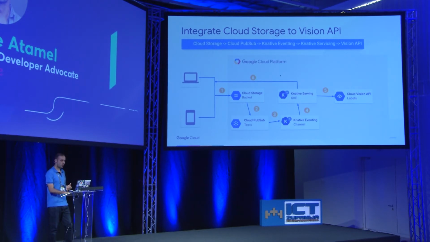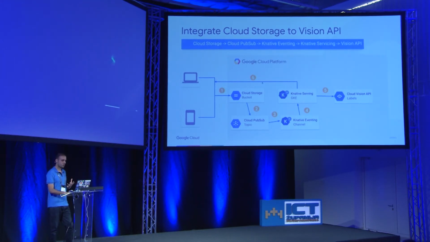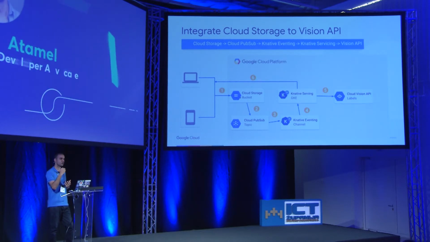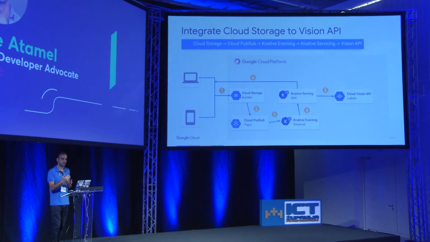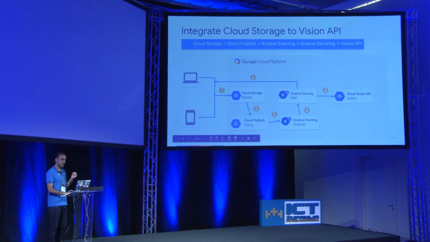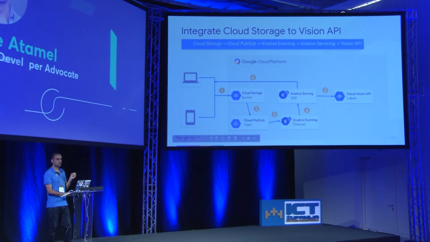So the way this works is that Google Cloud Storage is a place where you can save any kind of files. I create a bucket here, and then I save an image there, and then I enable notifications on this bucket, meaning every time I save some file into this bucket, it will send a message to a Google Cloud PubSub topic. Then I make Knative listen to that topic, so it will read those messages from the PubSub topic.